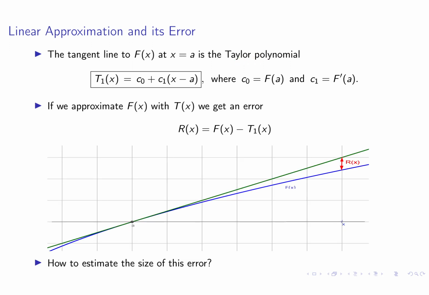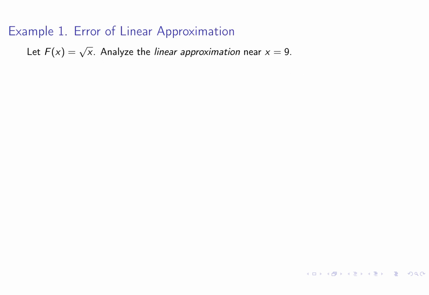In many applications, we approximate f of x with the tangent line. And this involves an approximation error, which is the difference of the two y values, the y value of f and the y value of the linear polynomial. Naturally, the approximation error depends on x. Geometrically, this is the vertical gap between two points on the original graph and the graph of the tangent line. Here's an example.